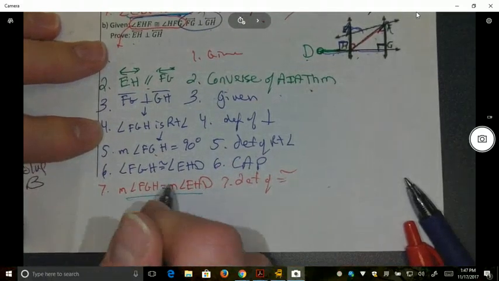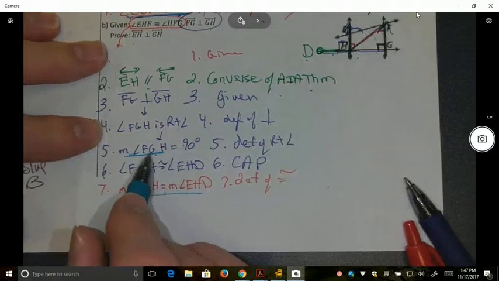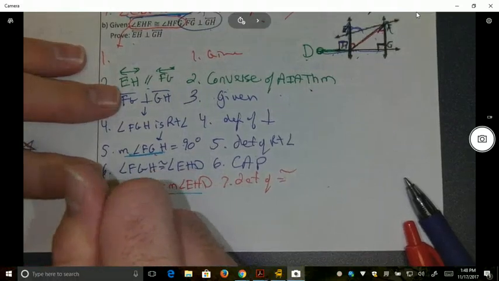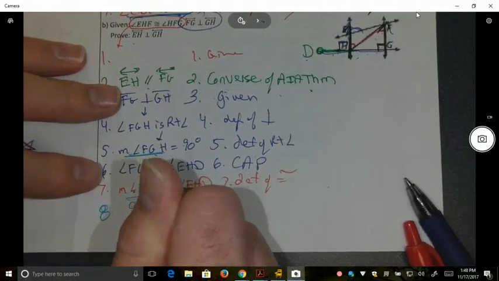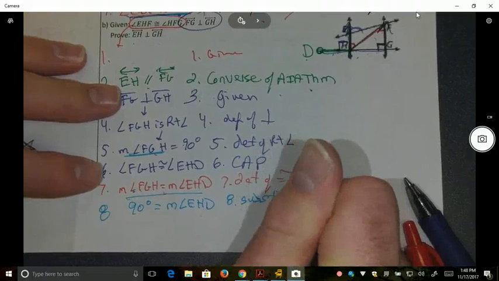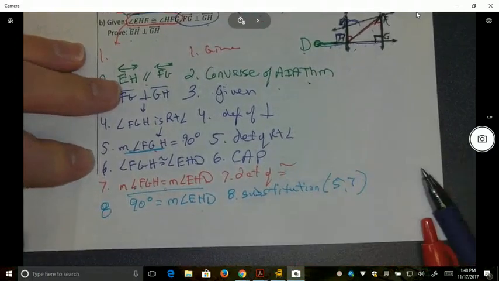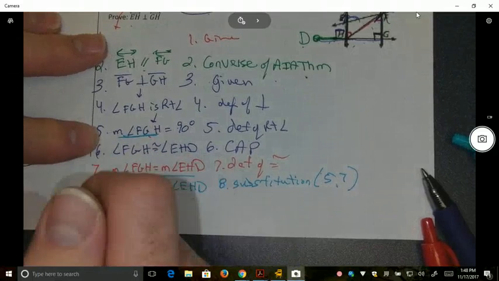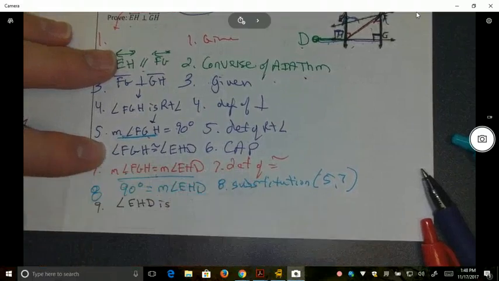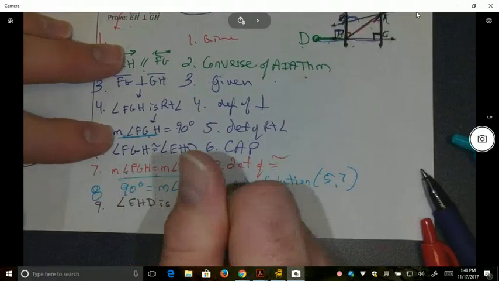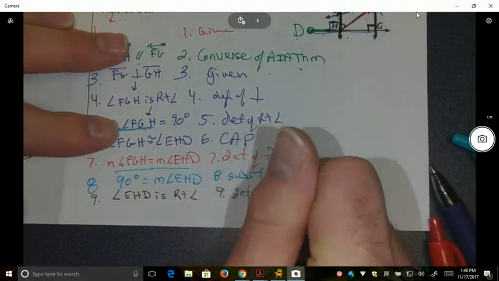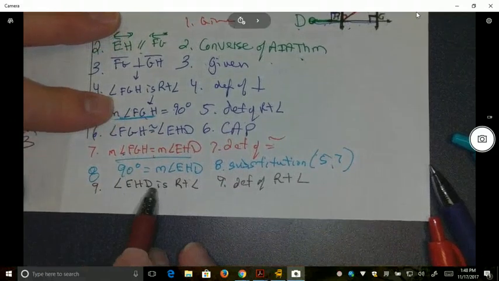Because they're equal in measure and FGH is 90 degrees, notice FGH could work as a connector, so you could use transitive property of equality. I'm going to use substitution. Measure EHD is 90 degrees by substitution, lines 5 and 7. I'm almost done. Angle EHD is a right angle by definition of right angle. No, actually one more line after this.